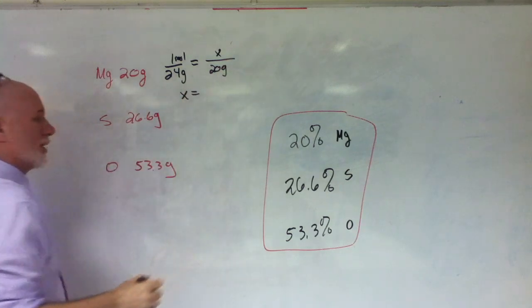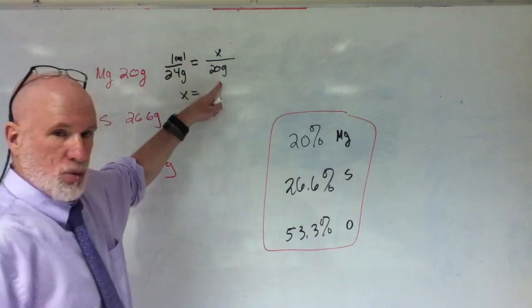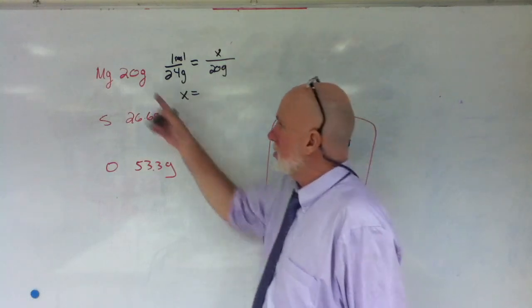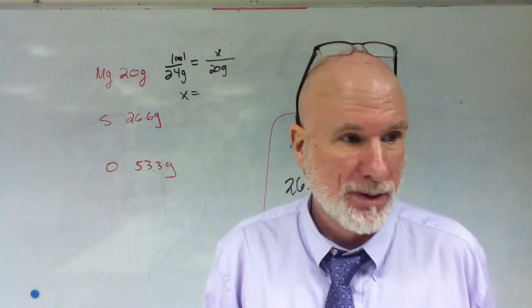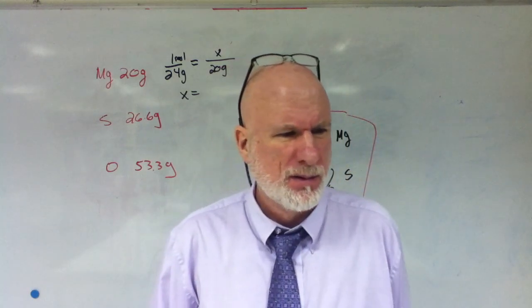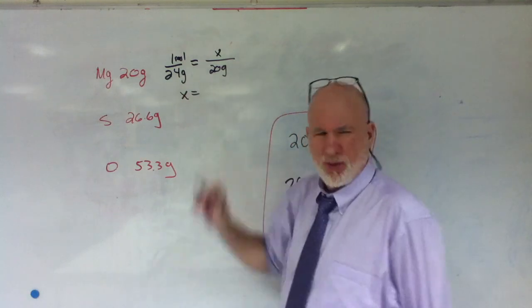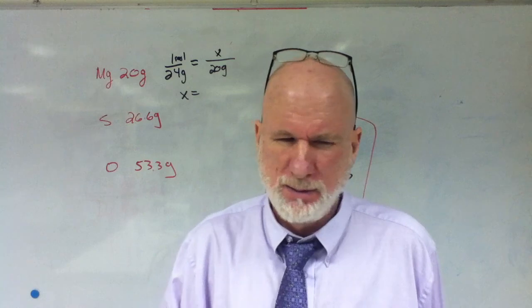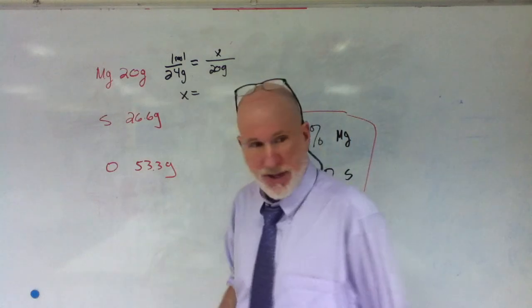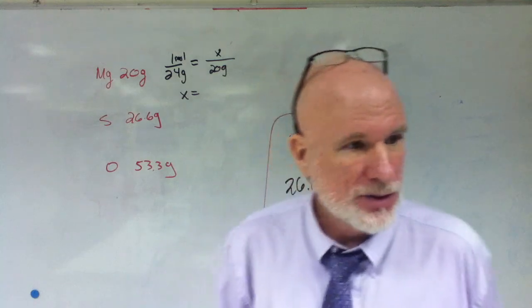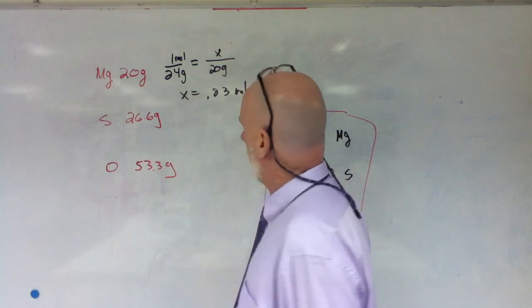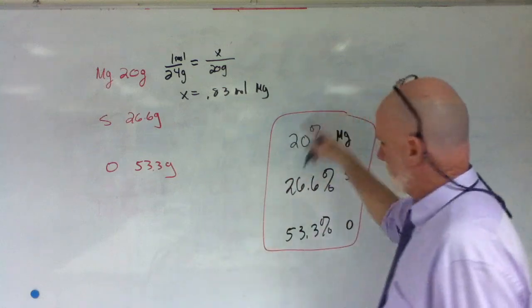So what does the moles equal? What is 1 times 20 divided by 24? Or simply 20 divided by 24. 20 divided by 24 is 0.83. Is that right? Yeah, 0.83. Okay. So what did you say? You said 0.33. Oh, sorry, my bad. That's okay. So that's 0.83 moles of magnesium. Are we all right with that? Yes? Can I erase this? Is that okay?